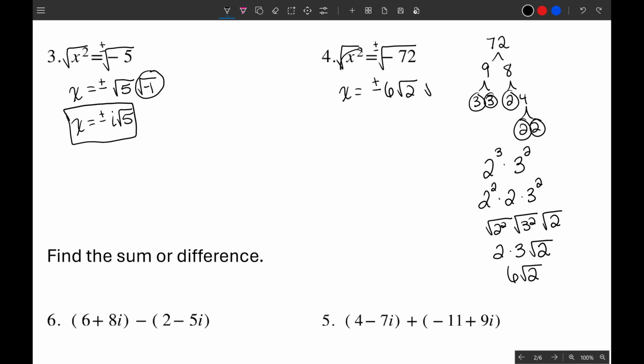But then I still have that negative 1. Now remember, the square root of negative 1 is i, so I can replace this with i. But I don't want to put 6 square roots of 2i, so instead I'm going to treat i like a variable, even though it's not a variable, and put it with my 6 so that my root comes last. So this would be a positive and negative 6i square roots of 2.